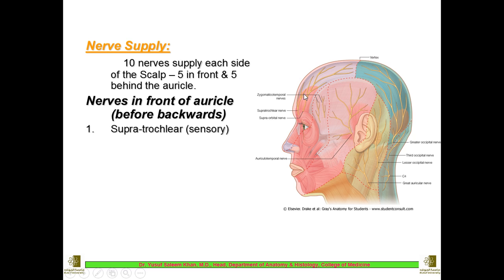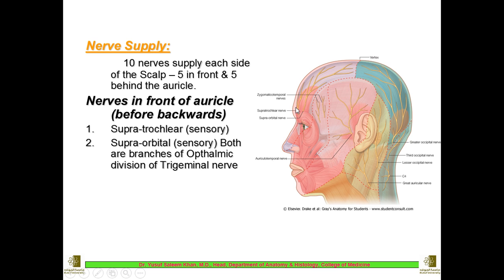The 5 nerves which are supplying in front of the ear will be, from before backwards, the first one, the supratrochlear. This is the nerve here which is supplying the scalp. The whole thing is the scalp, right? Extending from the supraorbital margin up to the occiput, this whole thing is the scalp. So the first nerve supplying the scalp is the supratrochlear. This is sensory. As I said, out of the 10, 8 are sensory, so almost all are sensory except 2. We'll discuss them. Okay. So the second nerve is the supraorbital.